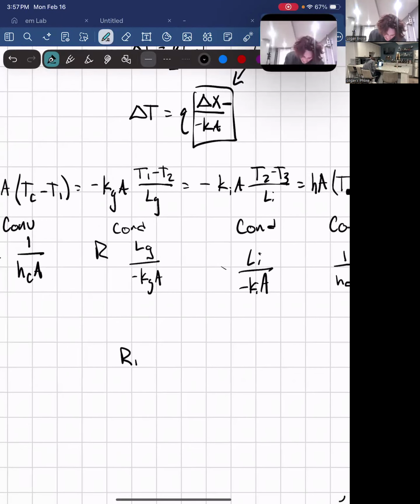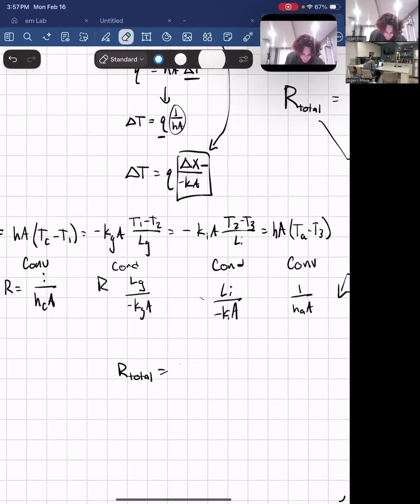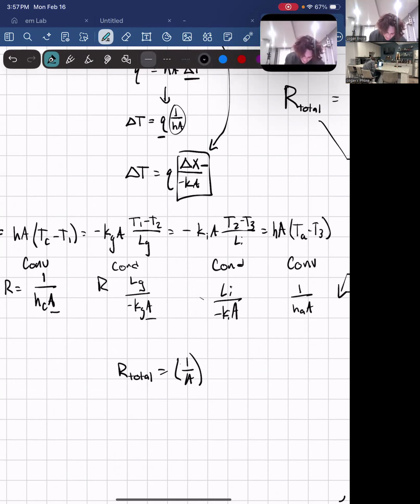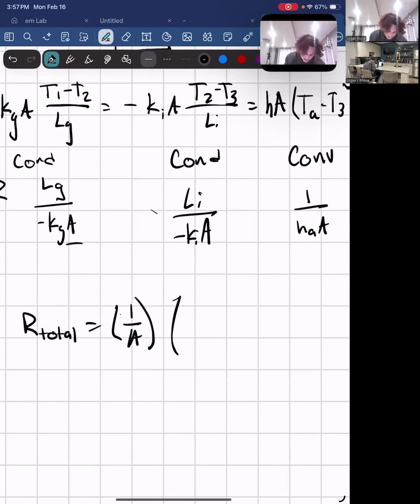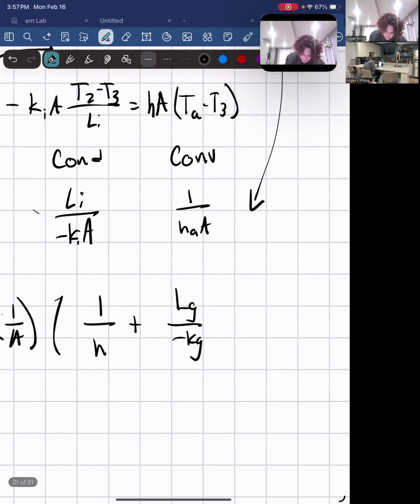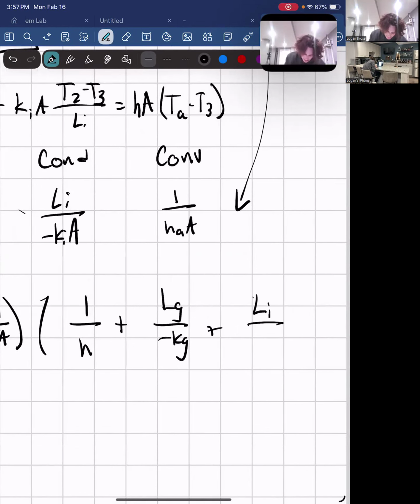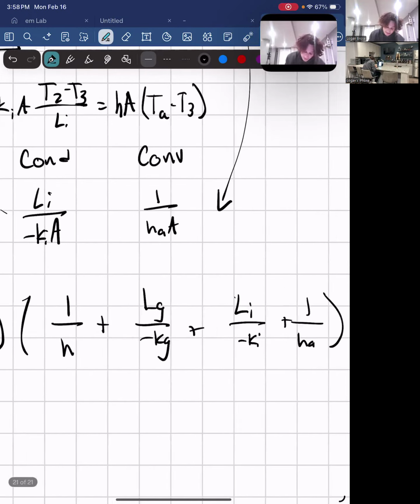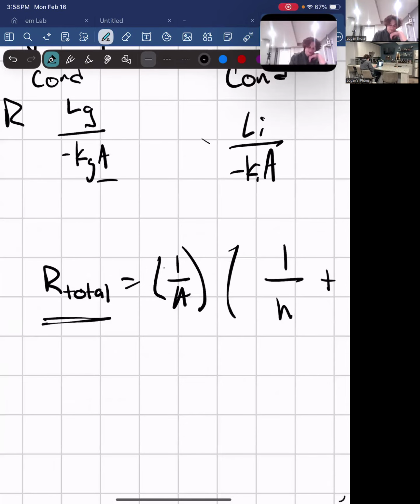So if we're trying to find our R total, one thing you can notice before we write everything out is that we have something over an area. So we can factor out 1 over A from this equation. Then we get 1 over A times 1 over H plus LG over minus KG plus Li over minus Ki plus 1 over HA. So this is our R total term.